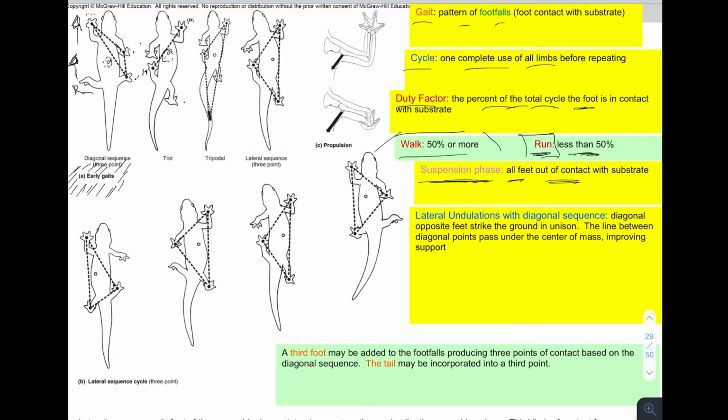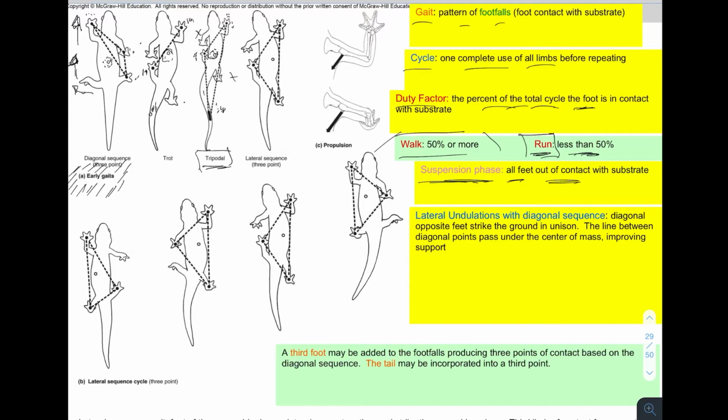In order to fix this, what we see is that the tail can serve as a point of contact. And that is what we call using a tripodal mechanism, or a third foot, in order to create a triangle between this limb right here, that limb right there, and the tail being a third point of contact, while lifting this one and this one. Now we have a triangle between those points, and that center of mass is right in the middle of that triangle, giving that animal stability. And so now we have a stable movement.